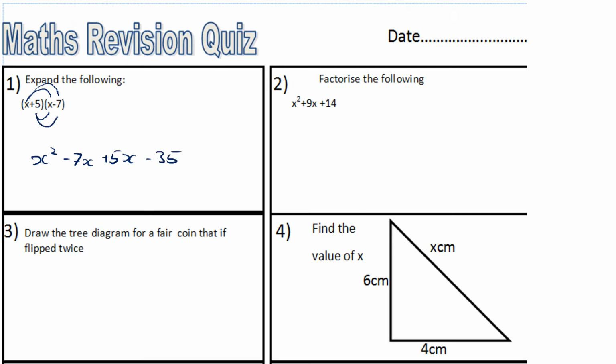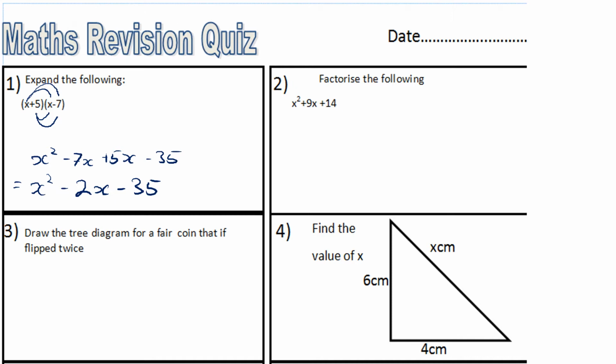Okay, so we're not asked to simplify here, but always do. Always simplify. Okay, so we can add our two middle terms. So we get x squared, minus 7x plus 5x is a minus 2x, minus 35. Good. Okay, question number 2.